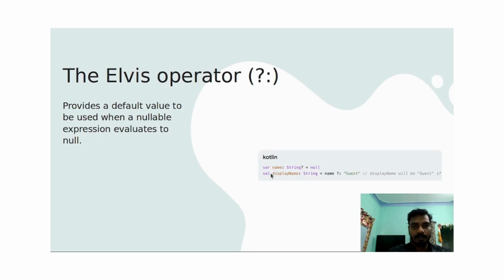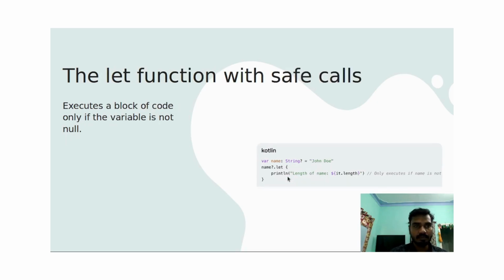The Elvis operator. The Elvis operator provides a default value to be used when the nullable expression evaluates to null. Let's say we have declared name as null. When the name is null, you return the default value as guest. Guest will be assigned as the default display name.